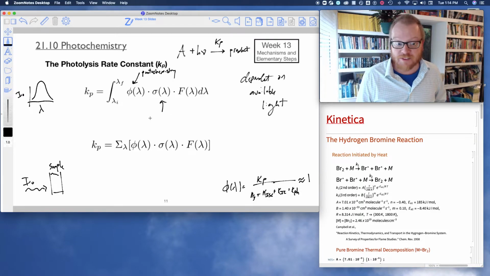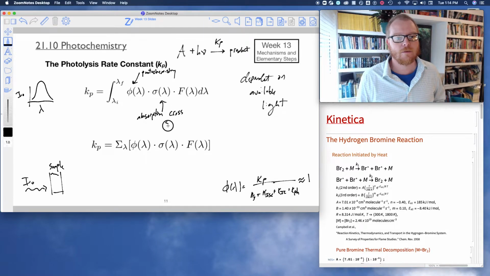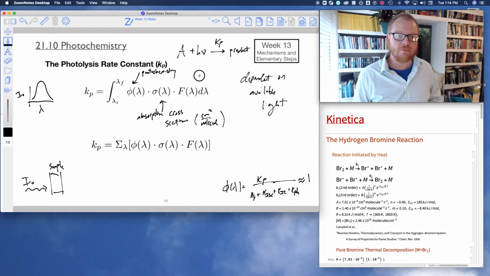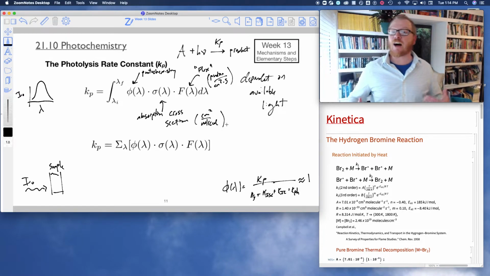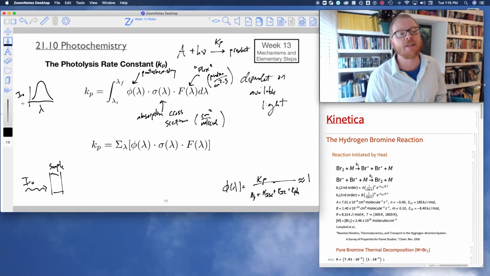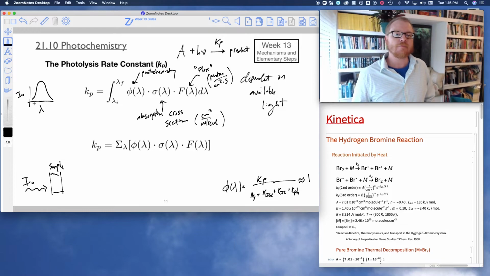So now this sigma, you know this, that's the cross section, and that's in square centimeters per molecule. Quantum yield is unitless. F is called the flux, and that's going to have units of photons per square centimeter per second. So you can think of it as the density of light used. It's very much related to the intensity of light. However, it's flux given that it's photons per square centimeter per second. And then, of course, d lambda, so we would integrate across a broad source of light.